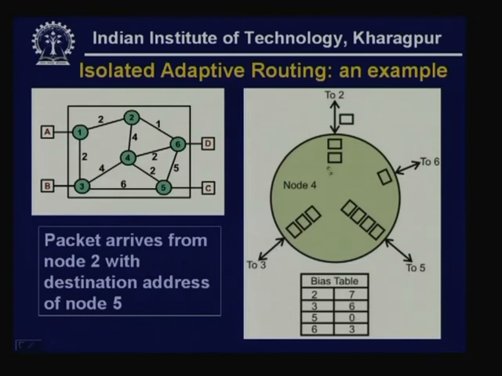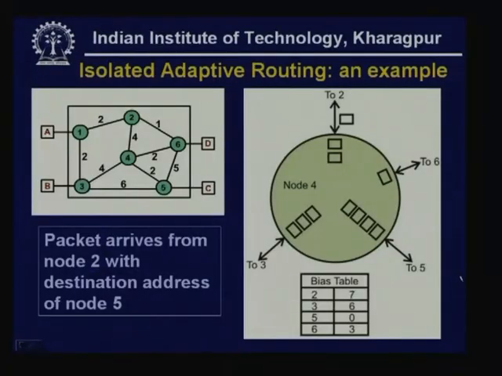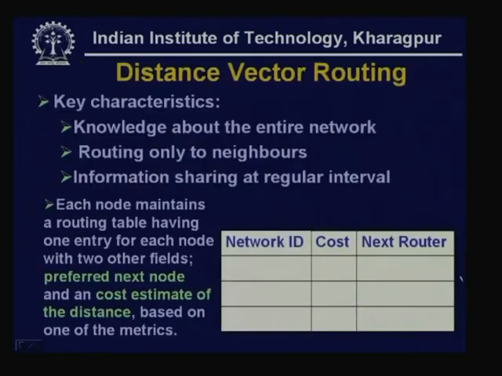So, we find that if only the queue length was used, then the packet would have been forwarded towards 6. That means, in this direction, it would have come this way. So, it would have taken a longer path, but that is being avoided with the help of the bias. Because of 0 bias, node 4 will forward it directly to 5, although the queue length is 4 here. So, we find that by using local information and also by using suitable bias, it has been possible to do the routing in an effective manner in this isolated adaptive routing.